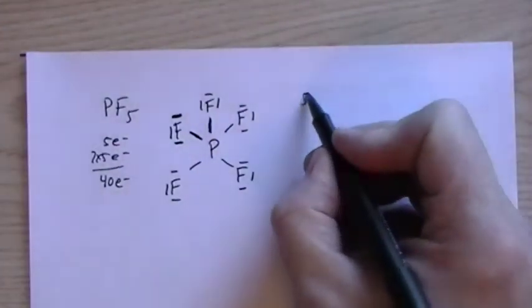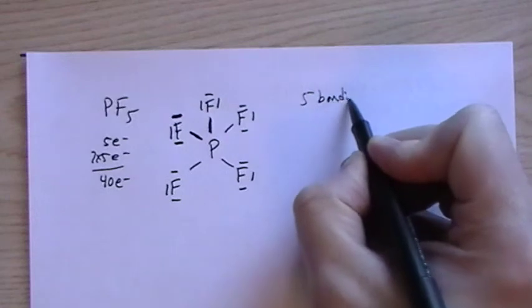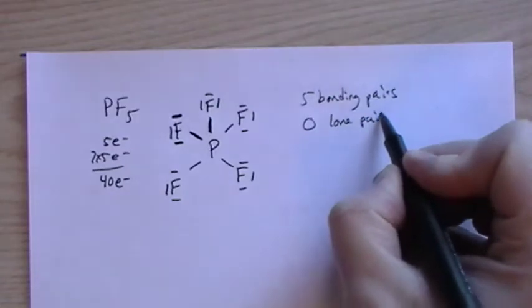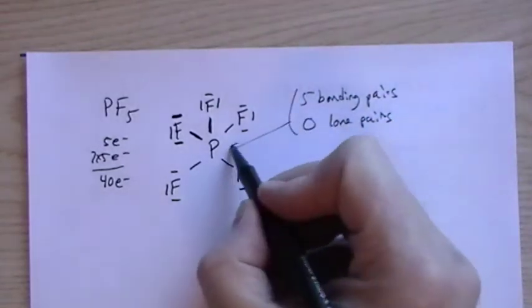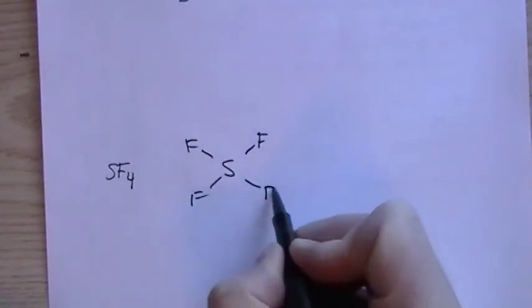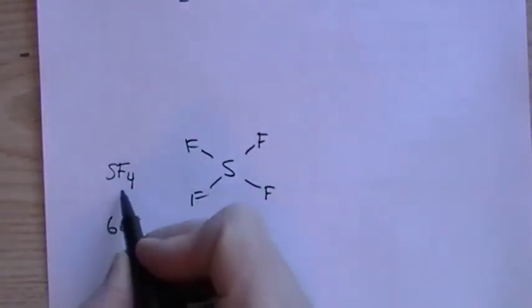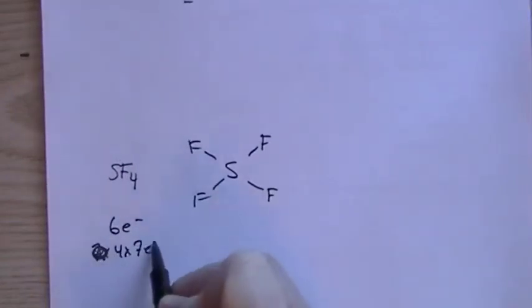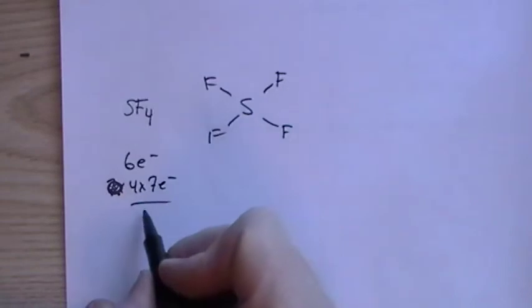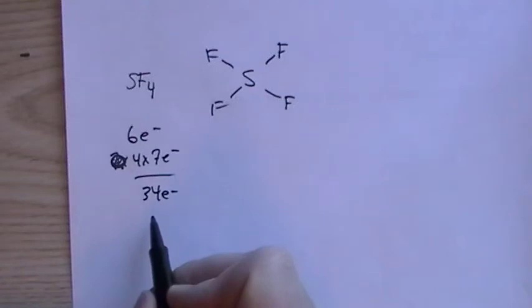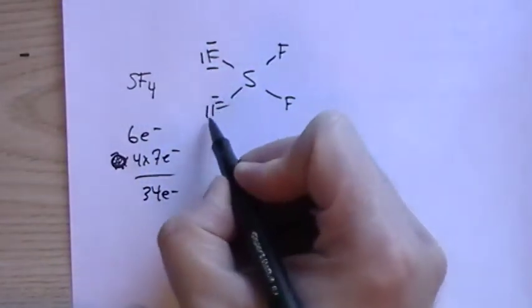Now notice we have 5 bonding pairs and 0 lone pairs around the central atom. That's for phosphorus. Now what about this one? Sulfur, well, sulfur has 6 electrons. The fluorine, 4 times 7, so that's 28, so that's 34. You can see that's not quite a multiple of 8, so it looks like we're going to have extra electrons.